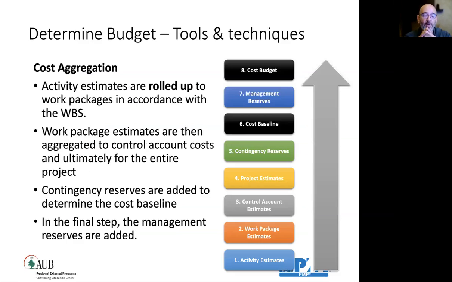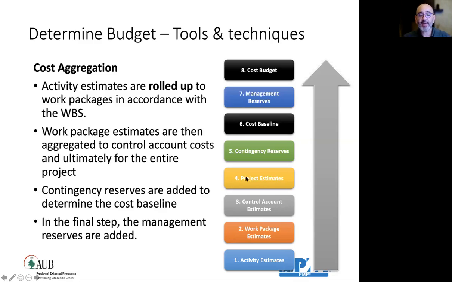Cost aggregation is aggregating from bottom up to the cost budget. Starting with the activity estimate. Activity means, for example, digging a hole and planting a tree, how much will it cost us for the operation. We aggregate them to get the whole Bekaa plain planted. This is the work package estimate. So we aggregate the activity estimates up to the work package estimates. Okay, we aggregate all the work packages related to one control account estimate on the WBS, and we get the project estimate.